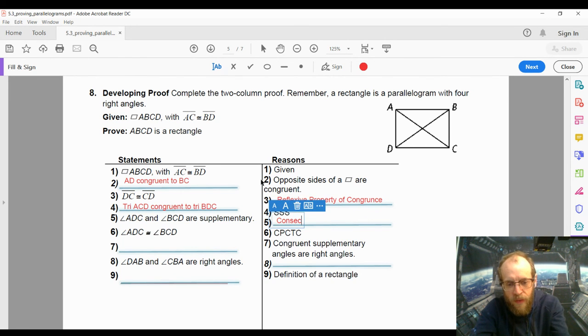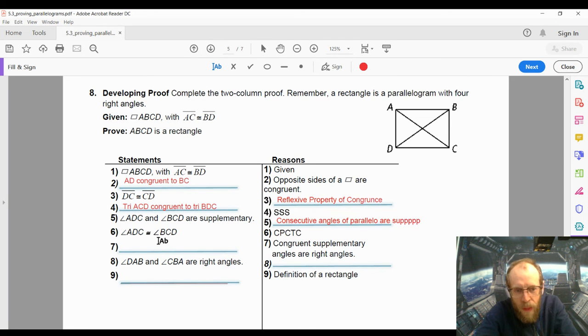What's that rule called? Something about the consecutive angles of a parallelogram are supplementary. Cool. So again, that's a rule. So we know that these two angles have to add up to 180. Keep in mind what we're trying to show is that this is a rectangle, meaning it has four right angles. So we're trying to show that these two things are right angles. We said they add up to 180, so it could be 90 and 90, but it could be 91 and 89 or something like that. How do we know it's specifically 90 and 90?